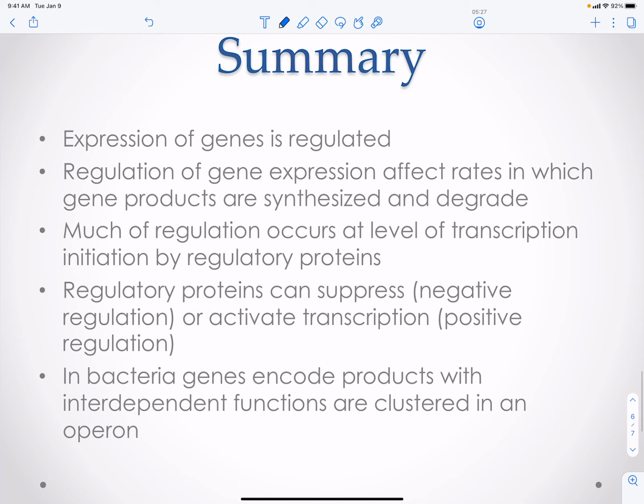Now for the prokaryotes, just basically you need to understand that the genes are going to be regulated. The regulation is going to be at the level of transcription by regulatory proteins. You can have proteins that are going to suppress the regulation. So for housekeeping genes, for example, they're always going to be on, so you have to have a negative regulation. Or you can activate transcription. So this is something that the cell doesn't always have on, but it needs, and so this is going to be positive regulation. In bacteria, we're going to have our genes on an operon.